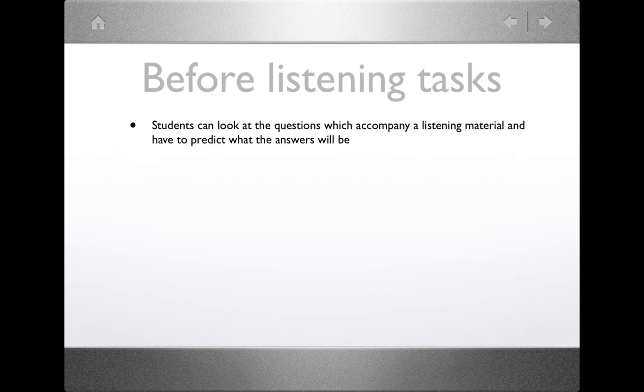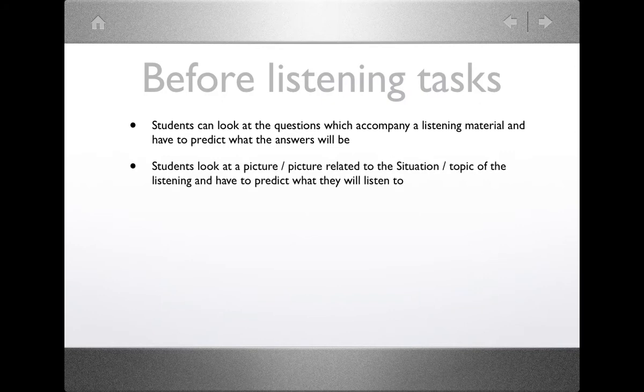Things like that, okay? Next, another kind of activity, or task, that can be used for prediction. Students, as you have mentioned, look at a picture related to the situation or topic of the listening, and have to predict what they will listen to. You can have the picture in general, or a picture related to the specific situation, the conversation you are going to listen to. Or you can have a topic given to you, one or two or three topics, and then it asks you, what do you think the song or the audio listening we're going to listen to talks about, okay? So this is another kind of task that we can do before listening.